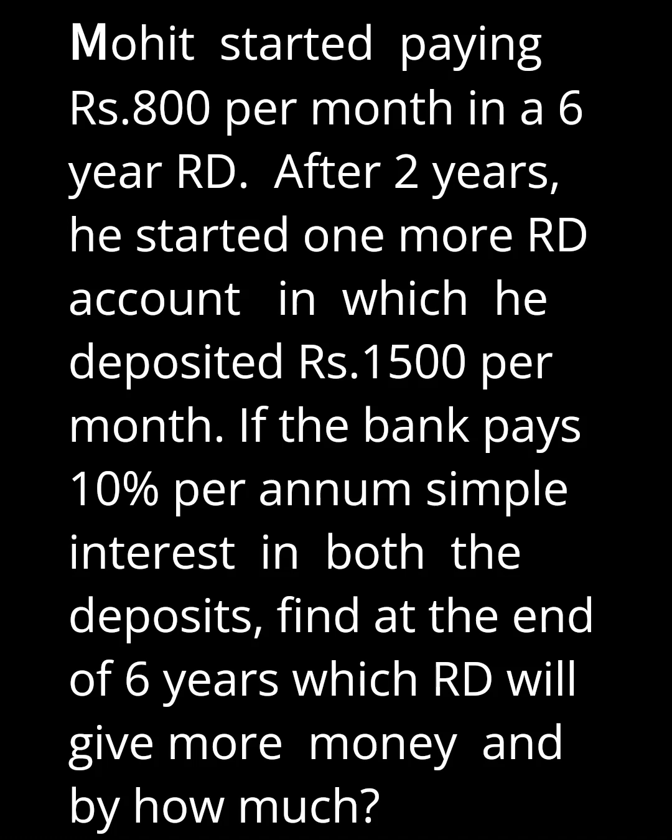Next question is, Mohit started paying rupees 800 per month in a 6-year recurring deposit. After 2 years, he started one more recurring deposit account in which he deposited 1,500 per month. If the bank pays 10% per annum simple interest in both the deposits, find at the end of 6 years which RD will give more money and by how much. Okay, so let's do that.